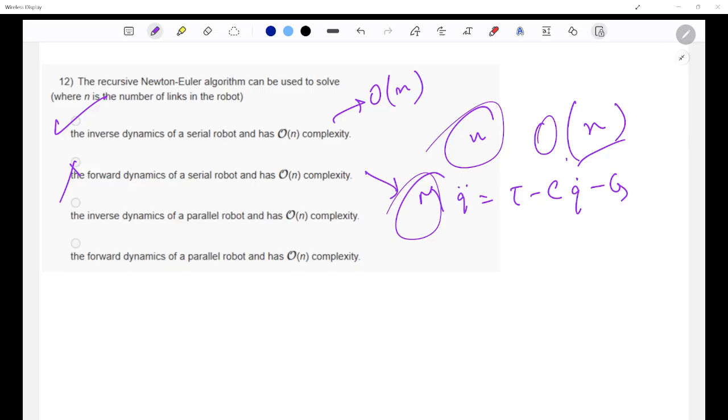The third option is the inverse dynamics of the parallel robot. Parallel robot contains closed loop. It has constraint equation. The recursive Newton-Euler algorithm is designed for open chain serial robots and not parallel manipulators. So this is also wrong. The fourth option is the forward dynamics of a parallel robot and has this complexity. Okay, the parallel robot dynamics involve constraint equations and differential algebraic equations. So even it is as wrong as it was for the inverse dynamics option. So this is also wrong. So the only correct option is the inverse dynamics of the serial robot has the complexity of order n.